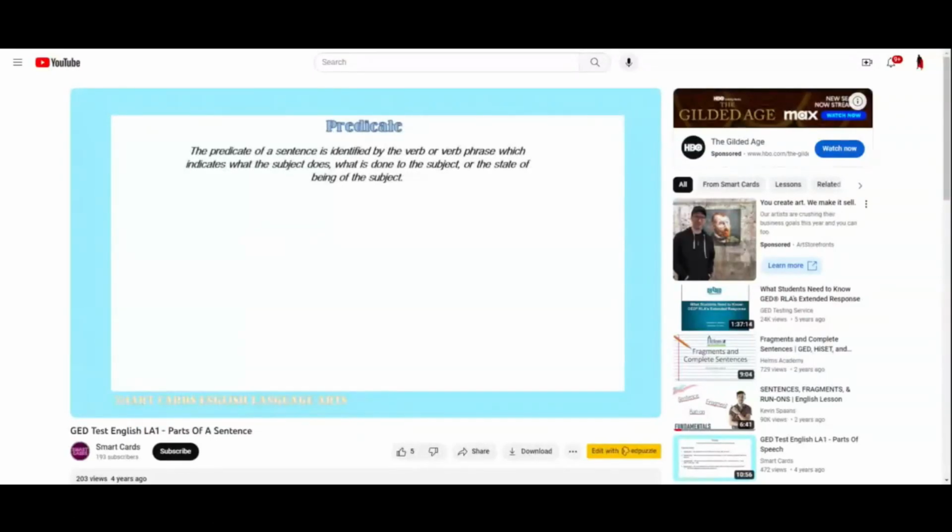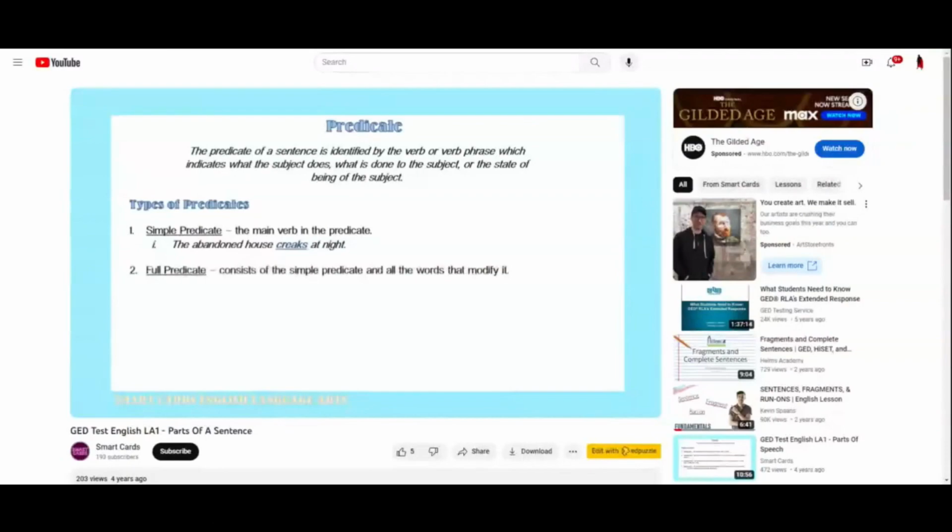The predicate of a sentence is identified by the verb or verb phrase, which indicates what the subject does, what is done to the subject, or the state of being of the subject. The types of predicates are as follows. We have a simple predicate, which is the main verb in the predicate. For example, the abandoned house creaks at night. Creaks is the main verb or simple predicate of the sentence.